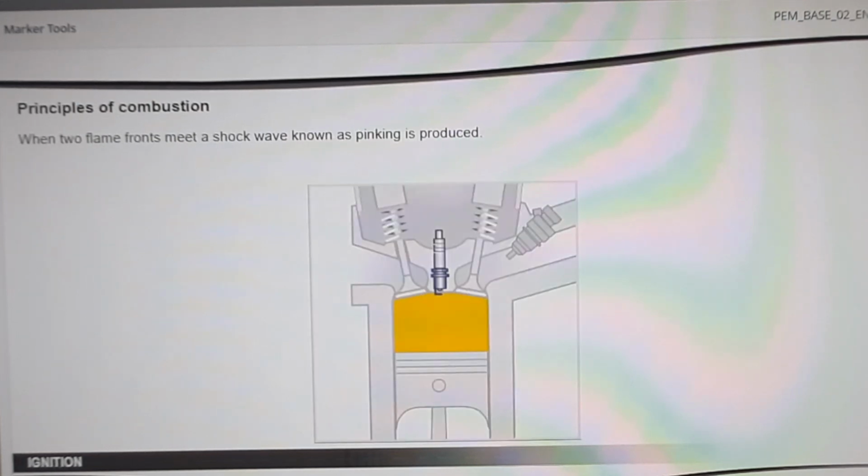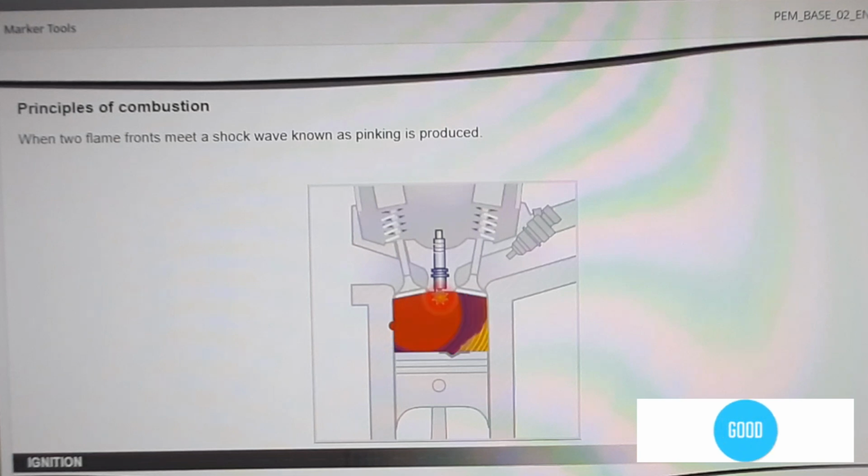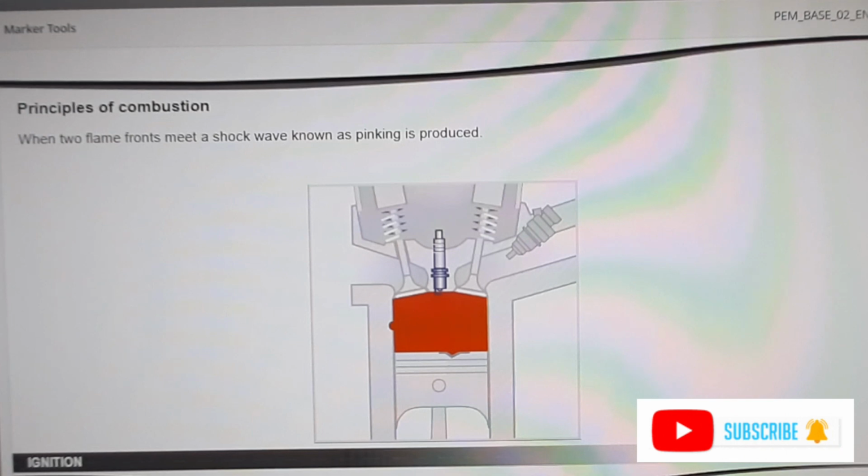All these combustion faults lead to random combustion. When two flame fronts meet, a shockwave known as pinking is produced. Pinking causes sudden overheating that may melt the spark plug electrodes or the piston head.